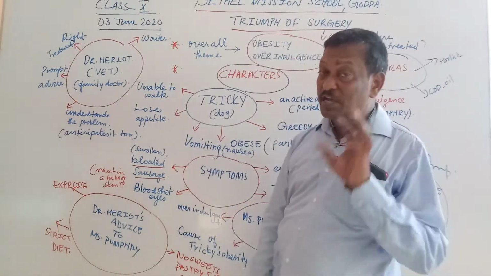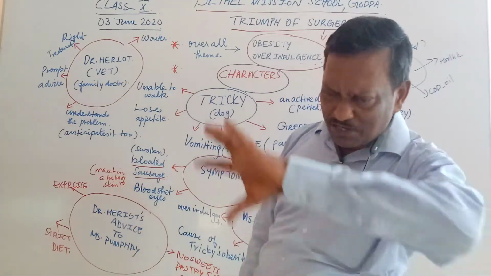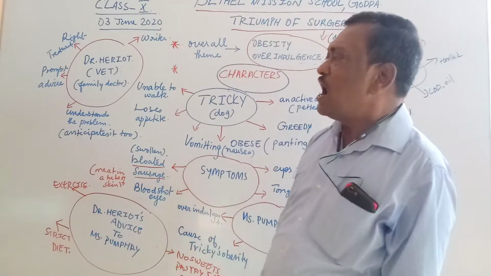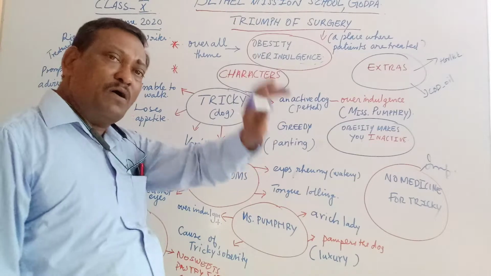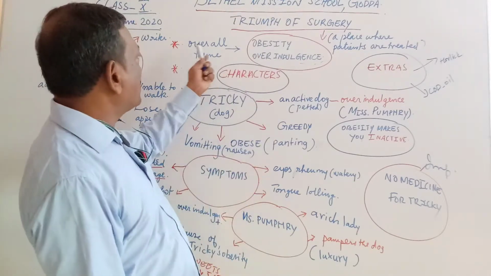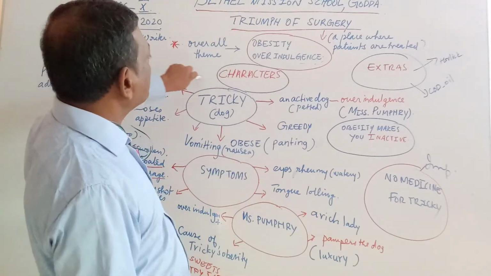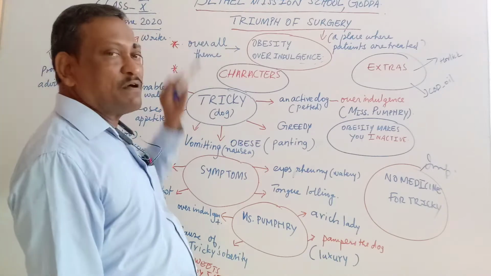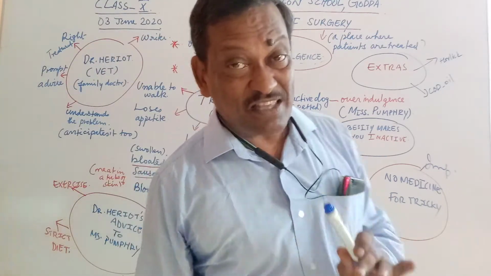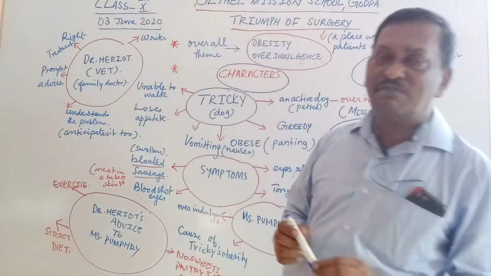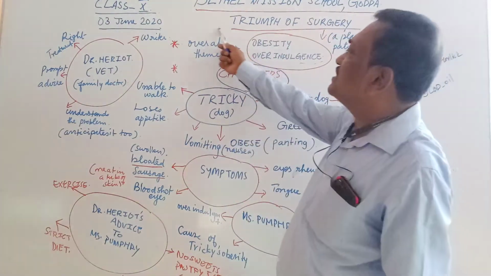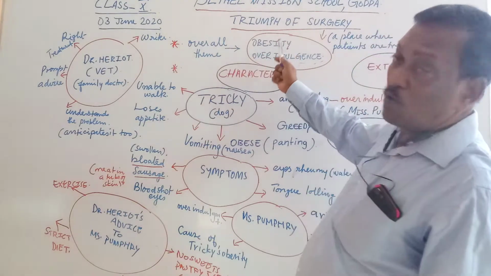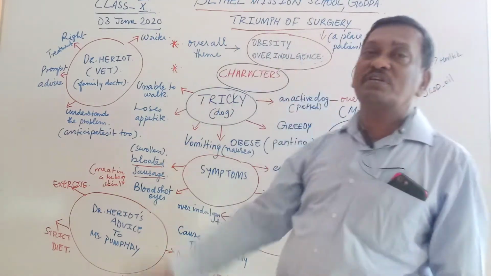So we have some major characters in this lesson. Before we discuss the lesson in detail, I want all of you to have a look at these major characters. But before analyzing the major characters, once again, let us go over the overall theme. What is the theme? In English literature, every lesson and every poem will definitely have a theme. So what is the theme of this lesson? It is obesity and overindulgence.